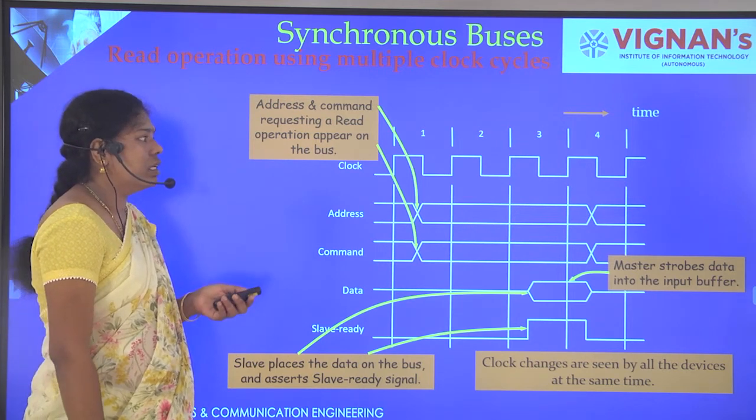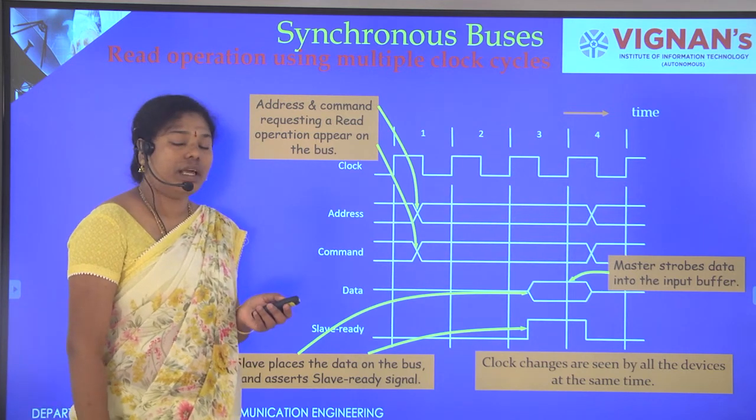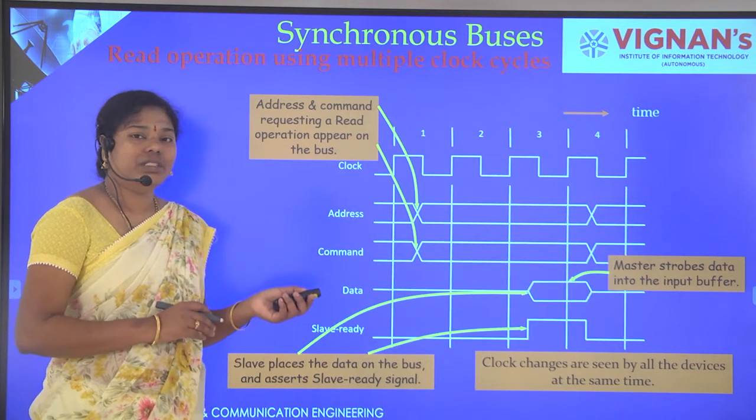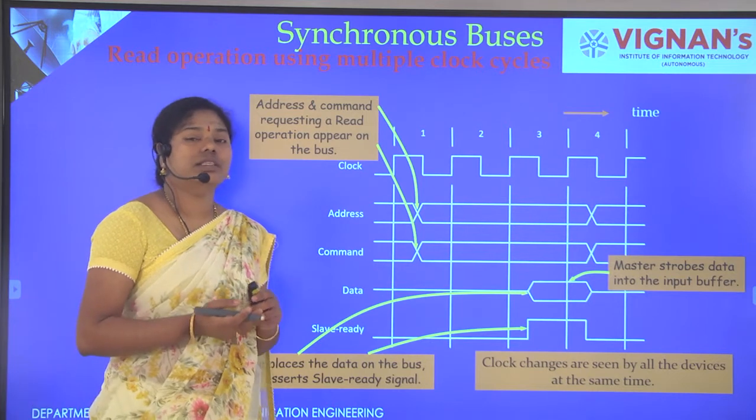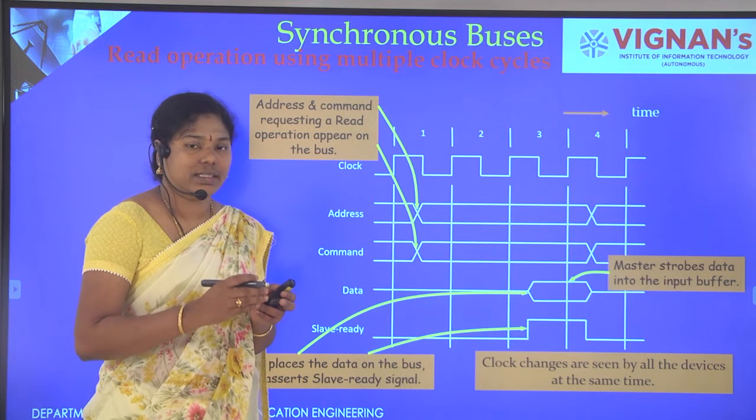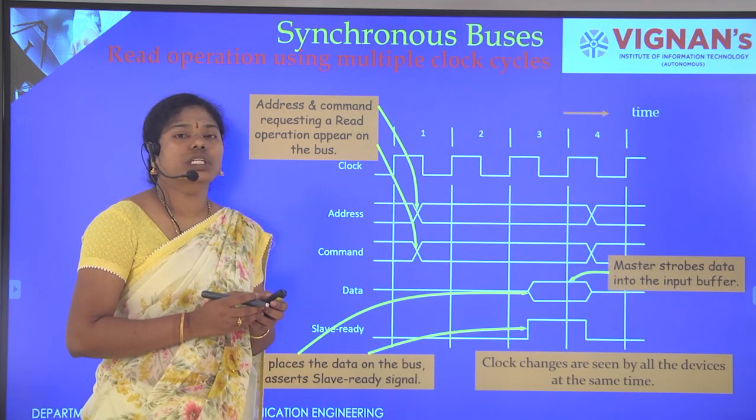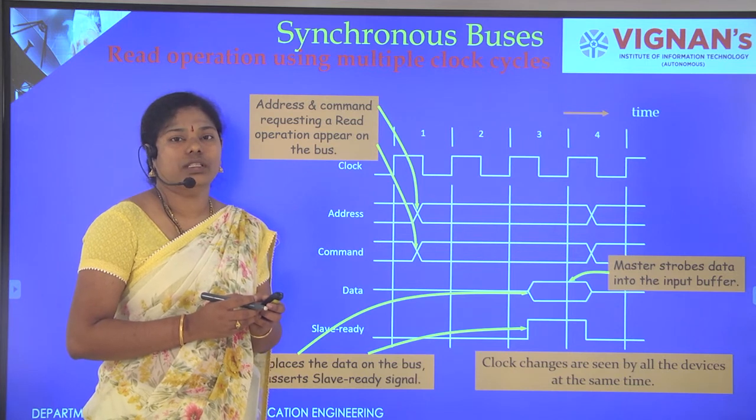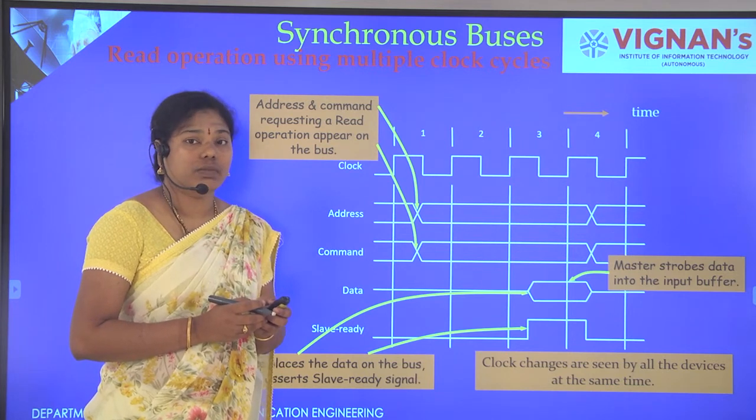Okay, with this the synchronous buses is completed. The next one is asynchronous bus. What is the main difference between synchronous and asynchronous? In synchronous, we are synchronizing with the same clock for all the devices. In asynchronous, we are using different speed devices, different clock signal devices. There is a speed difference.